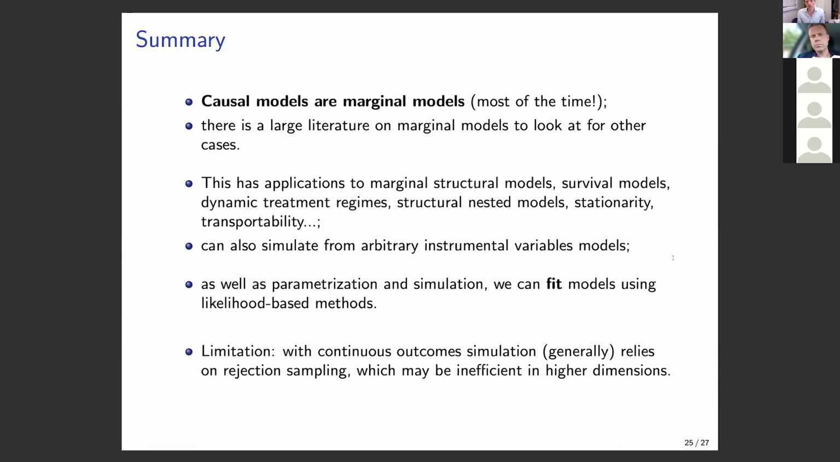The limitation, I guess, is that the simulation is inefficient in higher dimensions. Because we have to use rejection sampling, that becomes very inefficient. You reject almost all the samples if the XZ space becomes very large, basically. So we're working on other methods to try and make that more efficient.